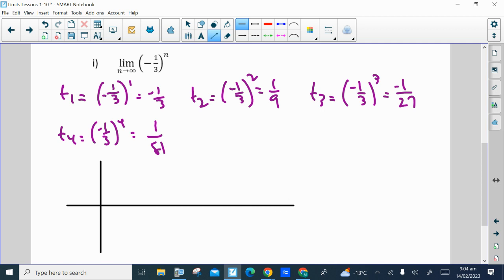Now we're going to have to change our scale here, or have a scale of 1 on this.